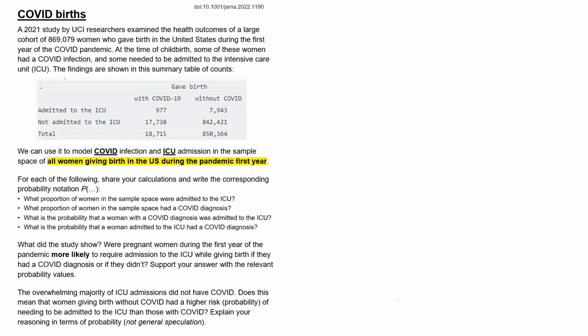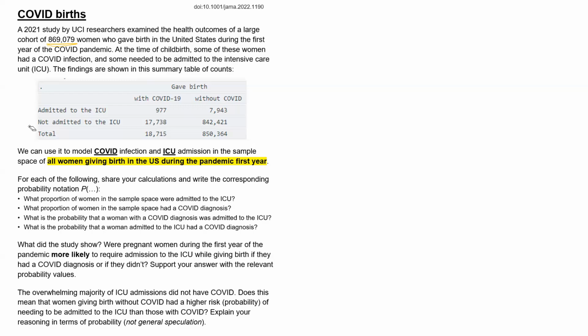COVID birth. We have a very large sample study of women who were giving birth in the United States during the first year of the COVID pandemic, and information about their COVID status and whether they were admitted to the ICU at the time they were giving birth. So we can use the data to create a model for those two outcomes in the sample space of all women giving birth in the US during that time.